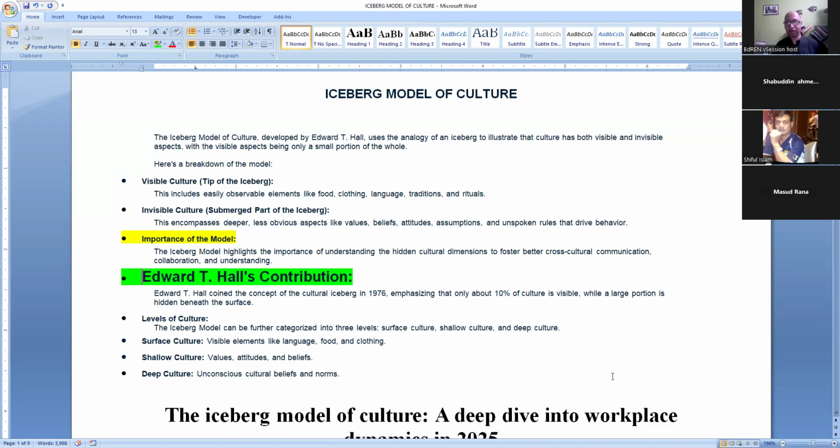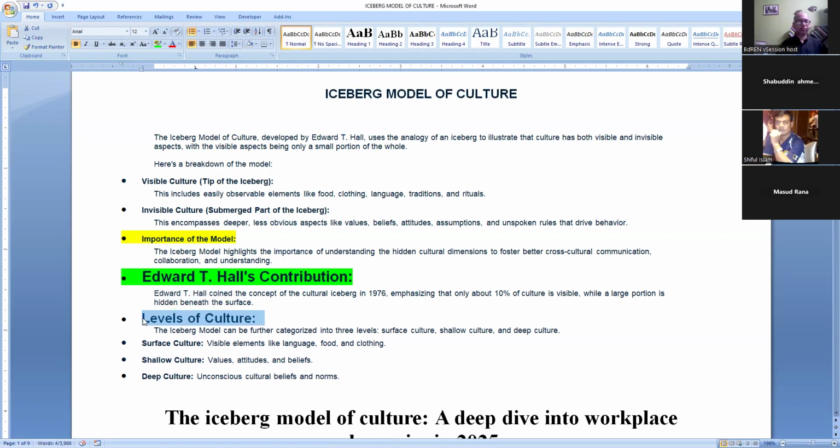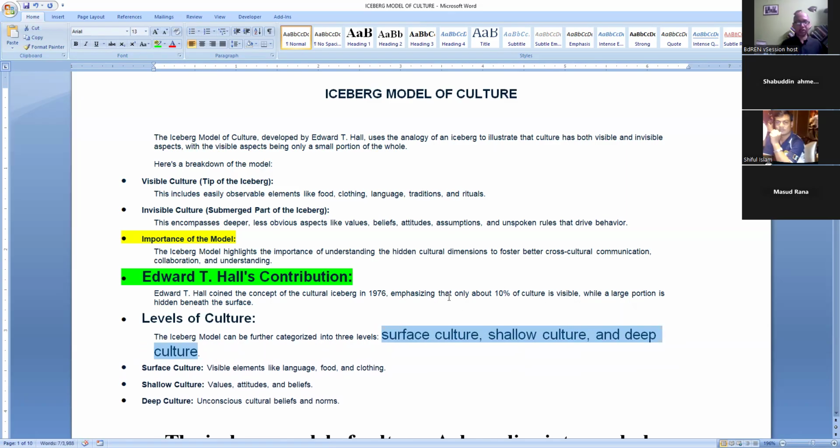So this theory of the iceberg model of culture has been proposed by Mr. Edward T. Hall. And he offered this very theory in 1976, that is 49 years ago, or 50 years ago. He has also mentioned some levels of culture. Culture has got different levels. The iceberg model can be further categorized into 3 levels: surface level culture, shallow level culture, and deep level or deep culture.